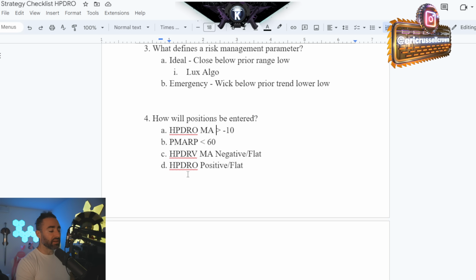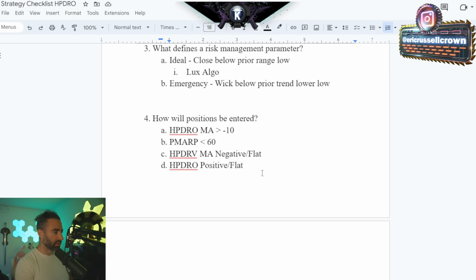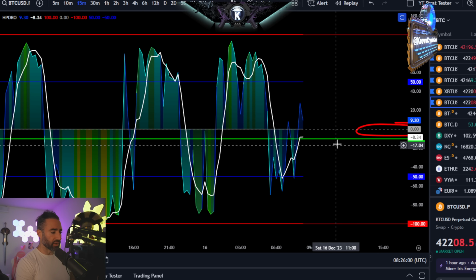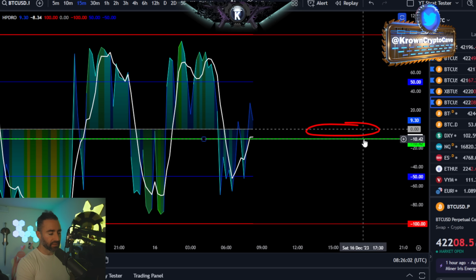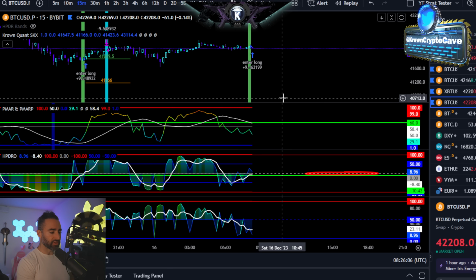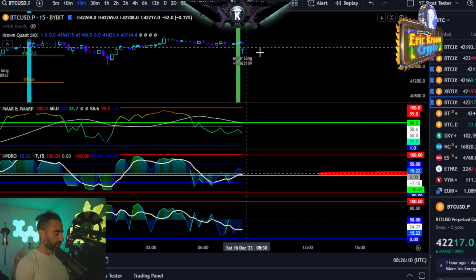And then we need to see the HPDRO, the one that we were just on, or priorly, not the last one, needs to be positive or flat, which we just spoke about. So it needs to be above -10 and also be positive or flat, alongside the other conditions all being present. If all those are present, we have an entry, which we actually just fired off one right here.